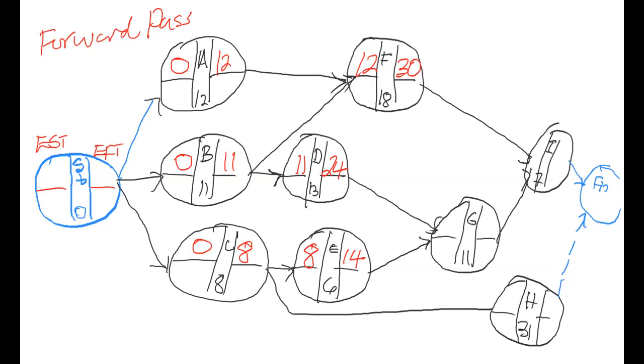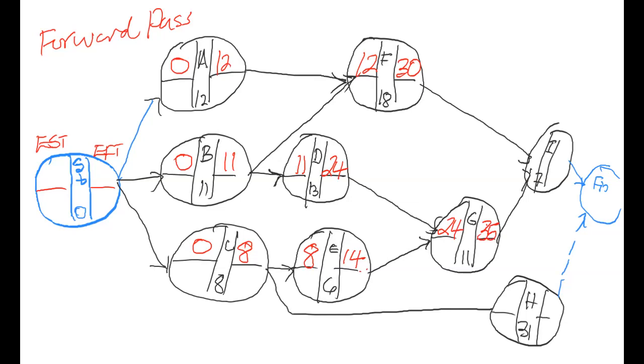So again, though activity E is finished at week 14, G cannot be begun because D is still going on at week 14, way up to week 24. So the earliest time that activity G can be begun is in week 24. And therefore, the early start of G is the maximum of the early finish of its immediate predecessors. So 24 plus the duration of 11 takes activity G up to week 35.